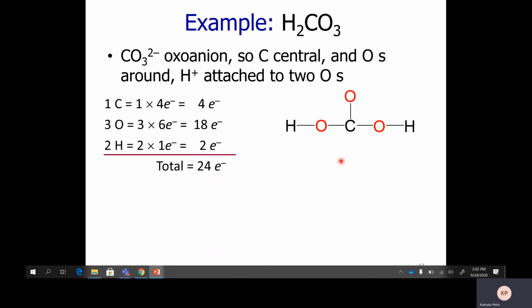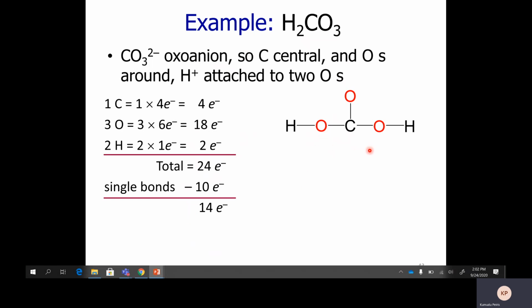Then we calculate how many electrons were taken for these single bonds. So let's count how many single bonds are included in this skeletal structure. 1, 2, 3, 4, 5. So there are 5 single bonds. Each single bond takes 2 electrons, so 2 by 5 is 10 electrons. We subtract the 10 from 24, and now we have 14 valence electrons remaining.